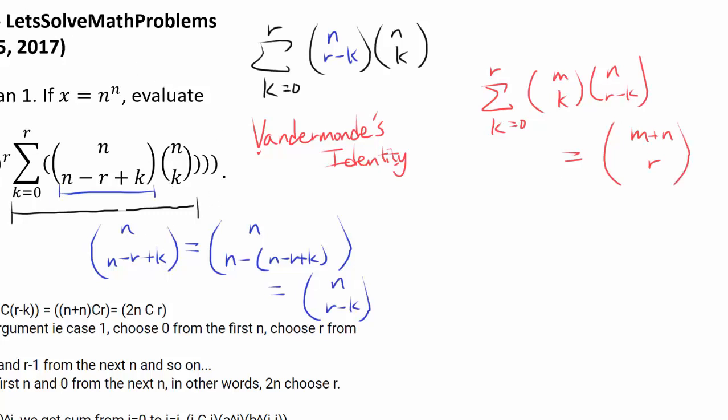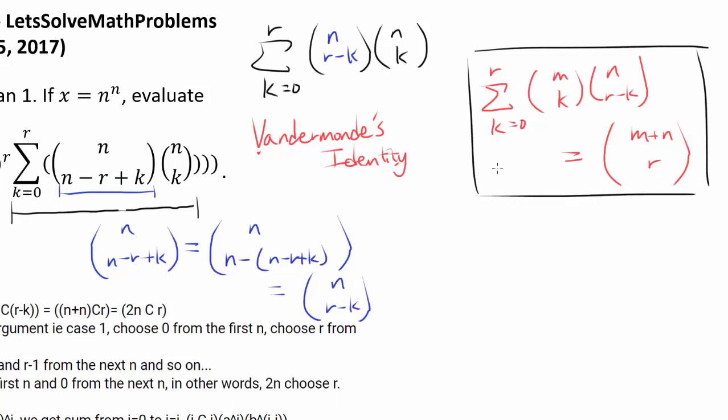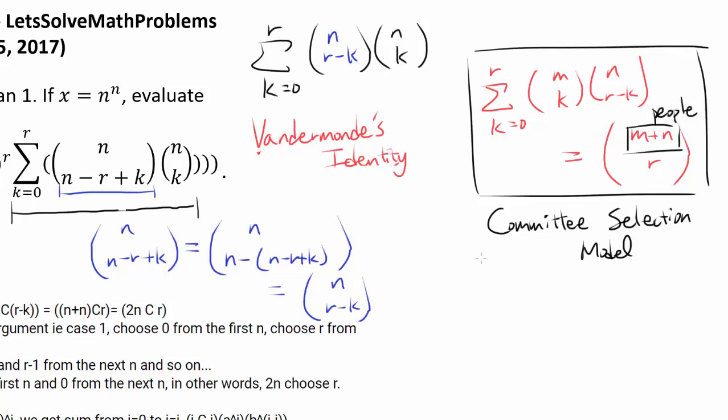And this makes sense. How I like to think about Vandermonde's identity is by using the committee selection model. Let's say you have m plus n people, and let's say m are male and n are female, and we wish to pick r of them. So we are picking a group of r people from m plus n people. M is males, n is females.